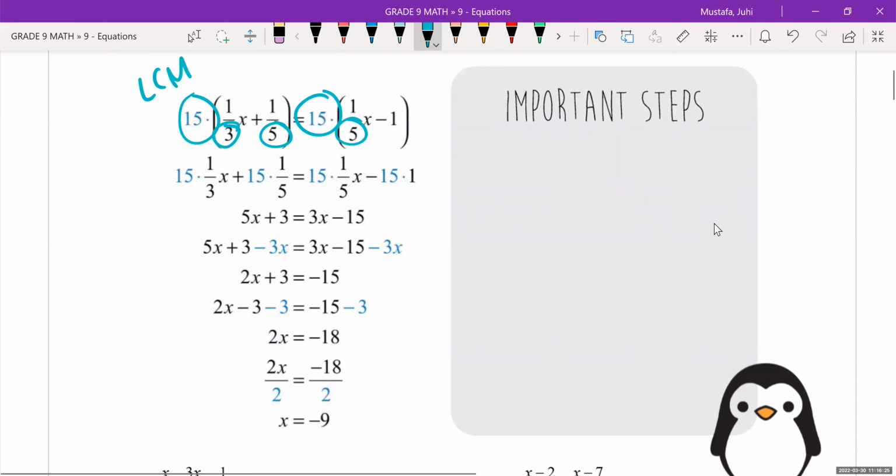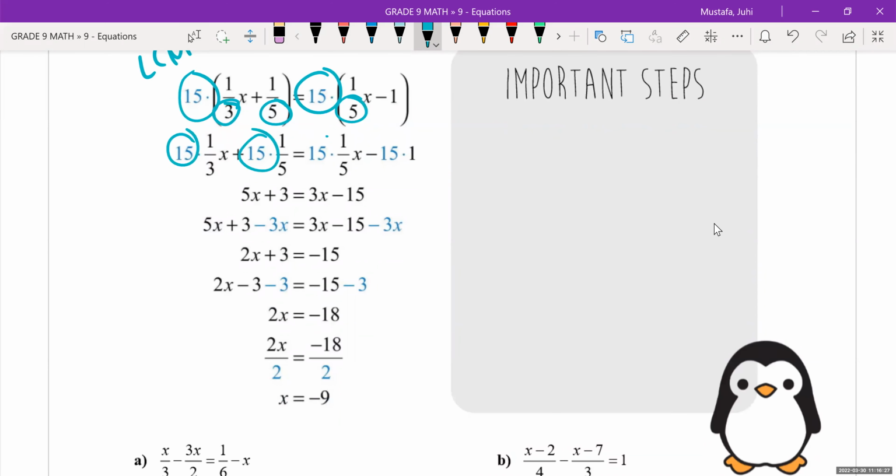So in the next step, you can see that they multiplied the 15 in every single term, including the last term, which is the constant. So you can't miss any term at all. Once you do all the fraction work, you end up with an equation that is free of fractions. And now this is exactly like what we did last time.